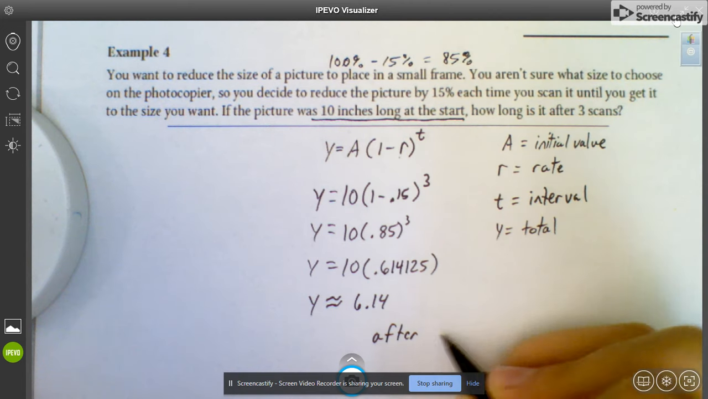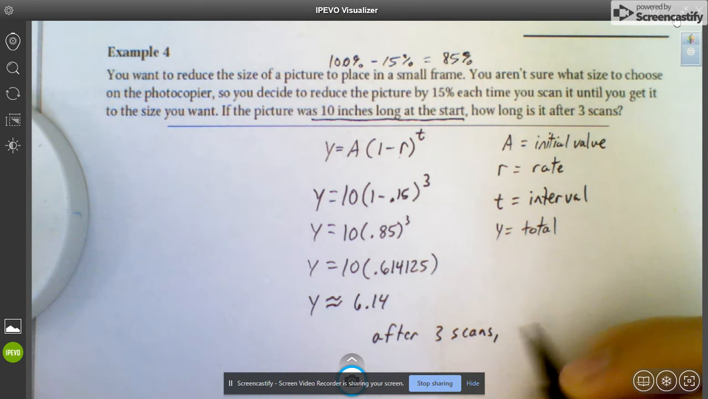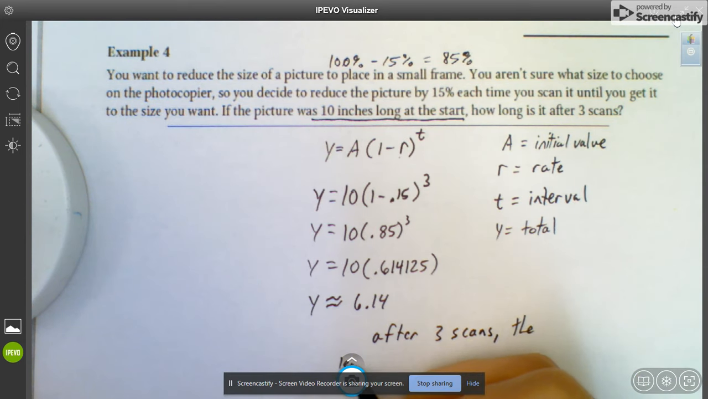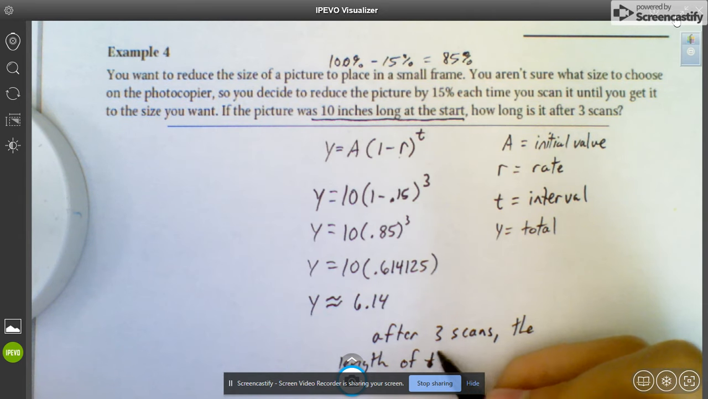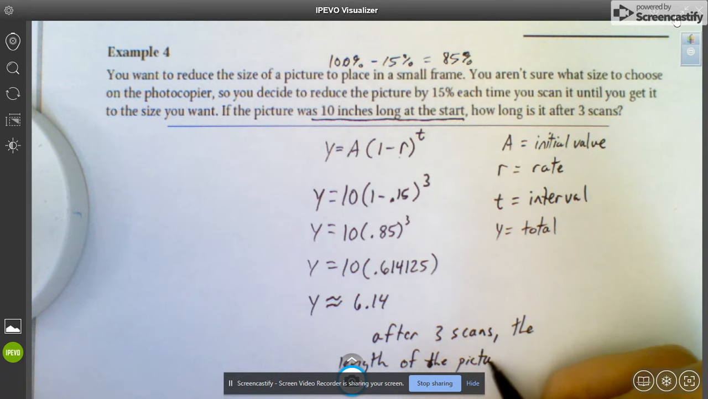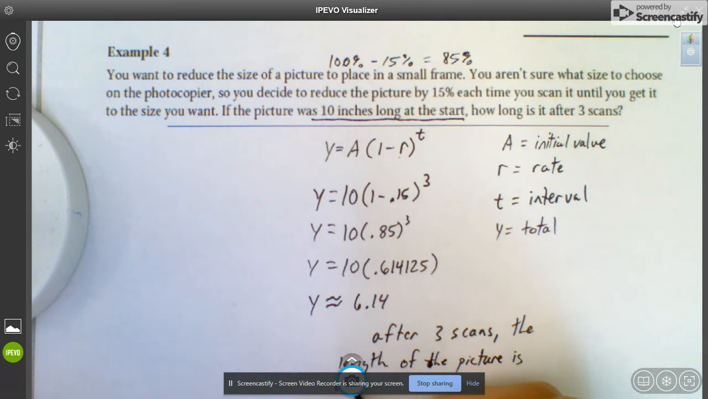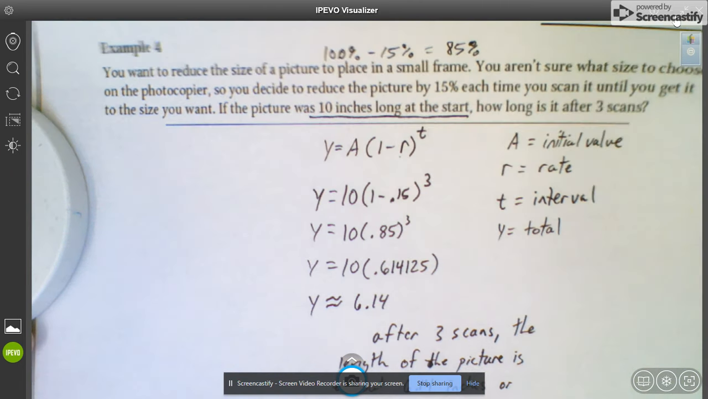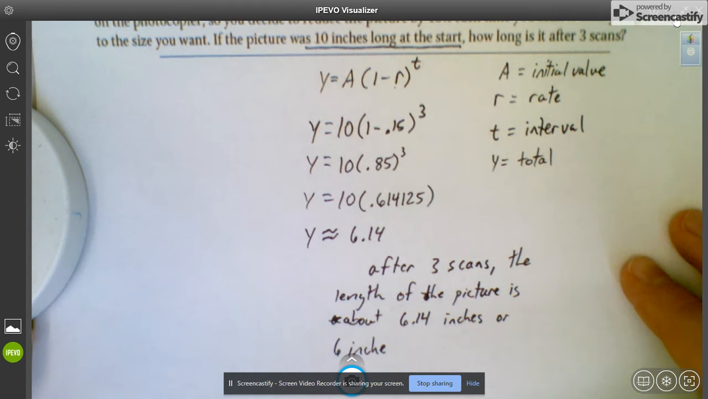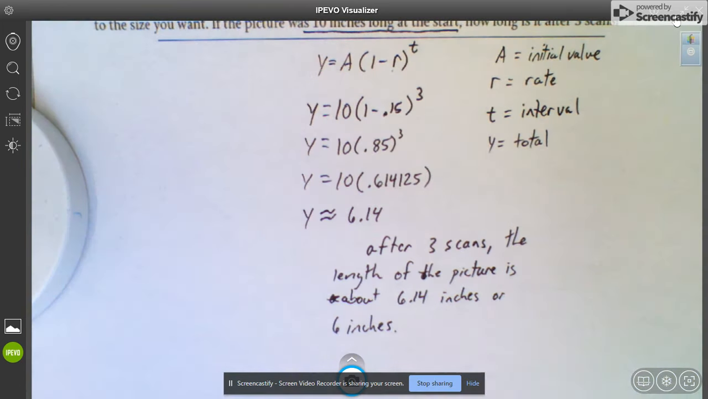All right, so what does that mean? After 3 scans, the length of the picture is about 6 inches, or 6.14, or 6.14 inches, or if you wanted to round it, unless the problem specifically says, and of course y'all can't see that, I apologize, let me slide up just a hair, or 6 inches. Okay, so that would be your final answer.